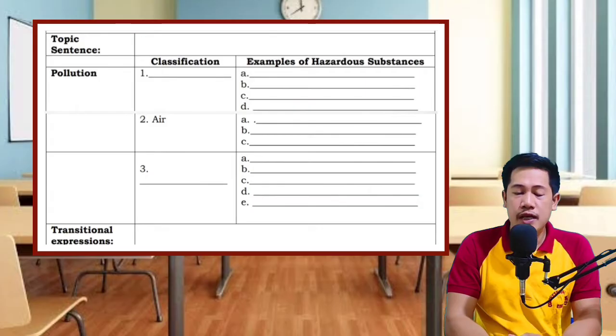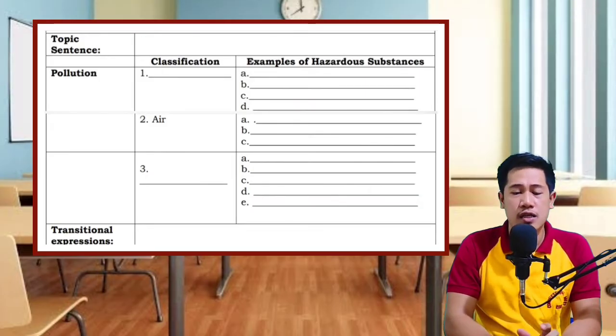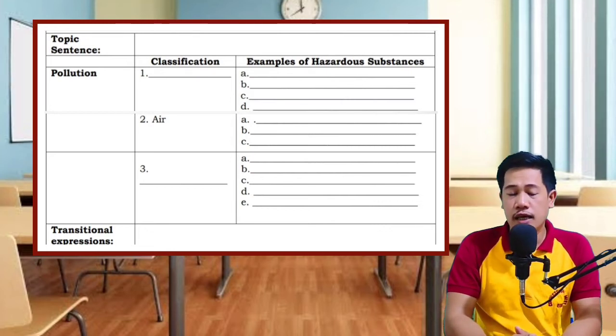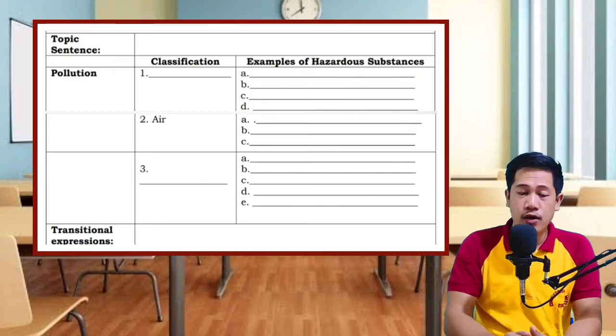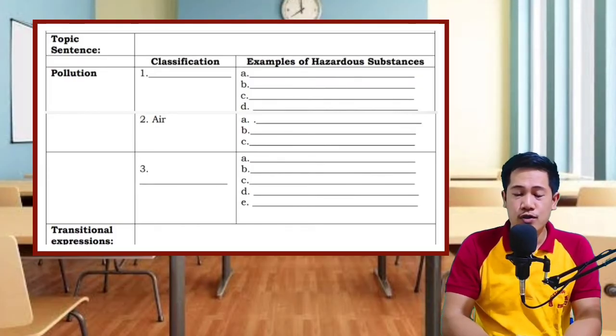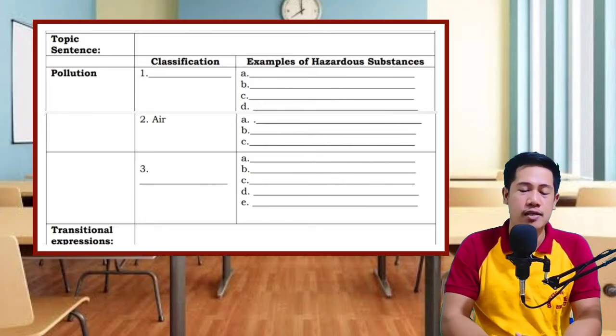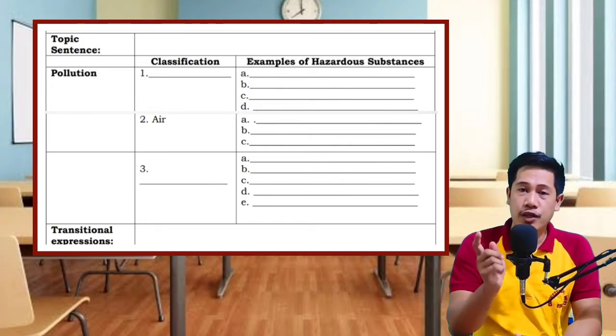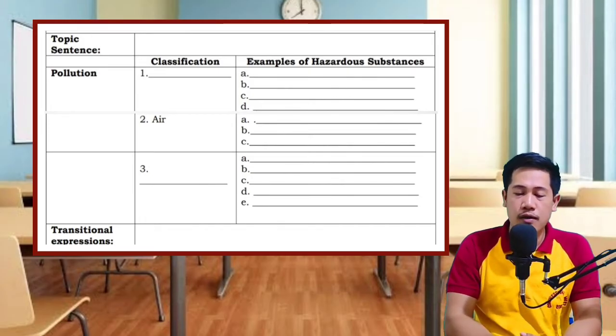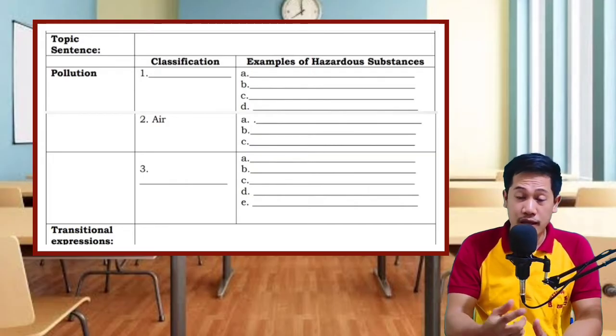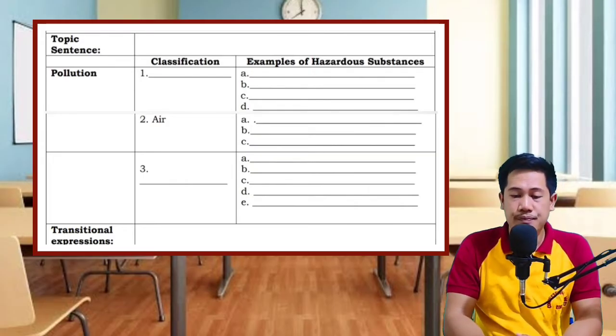Okay, so topic sentence. What do you think would be the topic sentence in this passage? Okay, so number 1, we have the topic sentence. Ayan, so meron tayo rito, topic sentence. Sa baba niyan, meron tayong pollution. So, ika-classify natin yung pollution. Okay, number 1. What would be the possible answer? Pwede nyo i-backward or i-rewind itong video na to for you to read the passage.